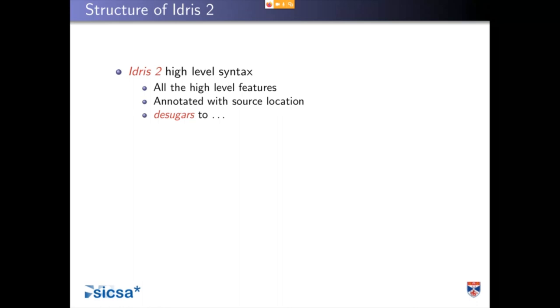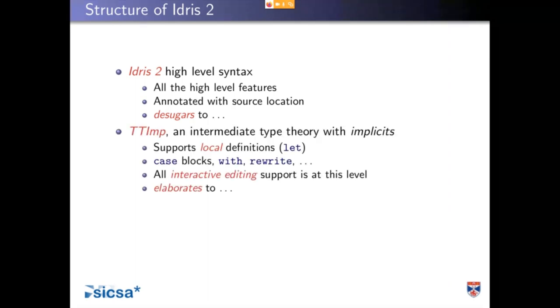So that desugars to, so the desugaring step doesn't really do anything clever. It really is taking the high level syntax and turning it according to some relatively simple rules into an intermediate representation called TTImp. So that's a type theory with implicit arguments. So that's still supporting some high level features, but we've removed do notation, we've removed interfaces. So interfaces have been translated into records plus functions that look up things from those records or build records. So still got case blocks.